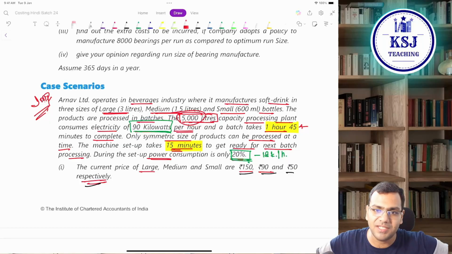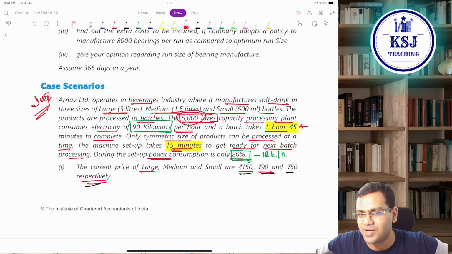In the next video, we'll see the next case study. On which chapter, sir? Process costing. I think job costing doesn't have a case study, so we'll do it on process costing, right?